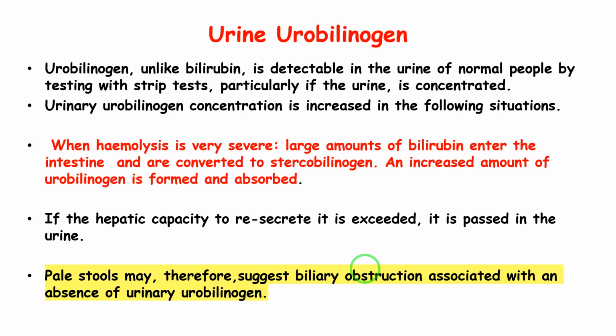Another condition when urobilinogen is increased in the urine is when the hepatic capacity to resecrete it is exceeded. So the amount that will be recycled will be less, and the amount that will be filtered by the kidney will be increased, and there will be increase in the urine urobilinogen.